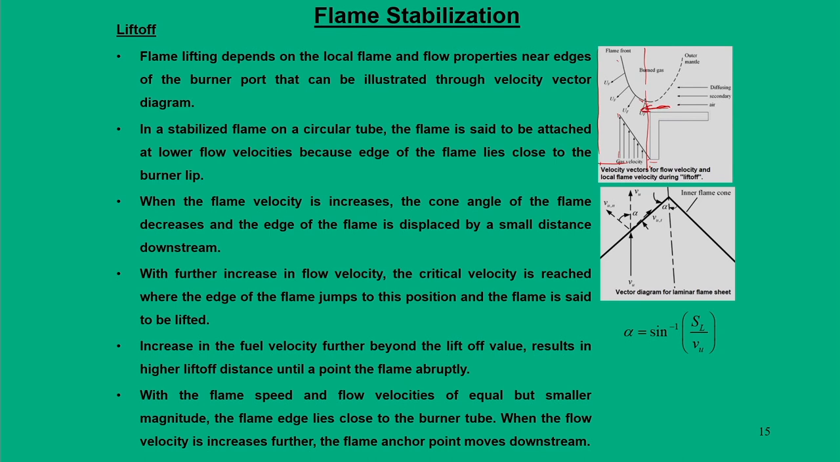And there are two important aspects that we need to understand here. As the flame velocity increases, we can correlate this with the local angle alpha, with respect to the flame speed as well as the unburnt gas velocity. Now, when the flame velocity increases, the cone angle of the flame decreases. Because of this, the edge of the flame is displaced by a small distance downstream. The flame moves downstream. And due to this mismatch and the changing of this angle alpha, the flame moves downstream, and we call this a lifted flame.